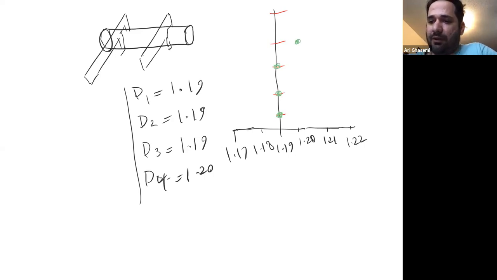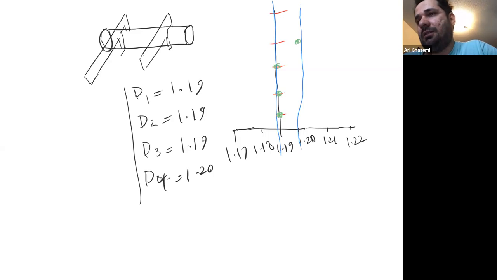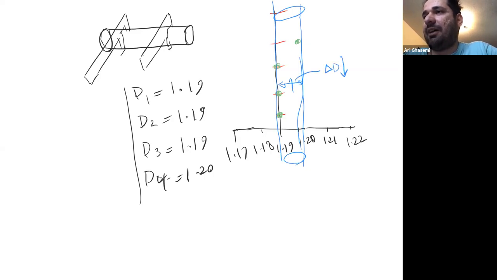Now look at your envelope. The envelope is kind of like this. You see? So you get narrower. The diameter of this envelope contains measurements thinner and thinner. Which means, what was half of this diameter? Half of this diameter was delta D. So what was delta D? The error goes down.